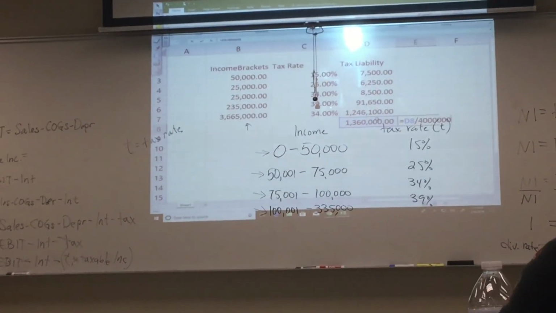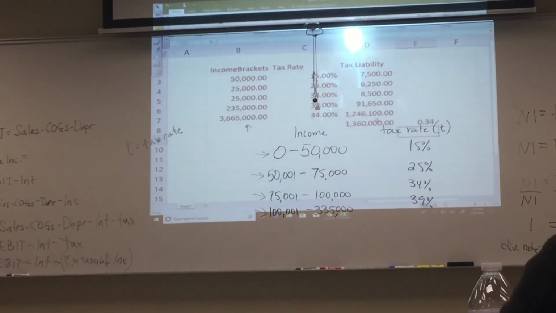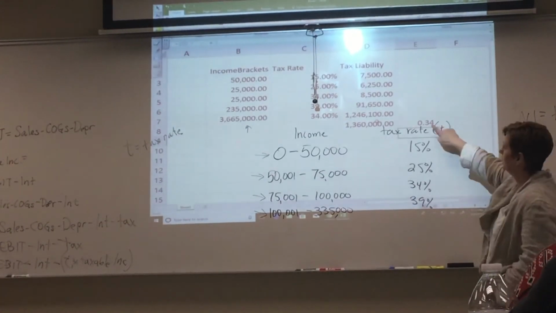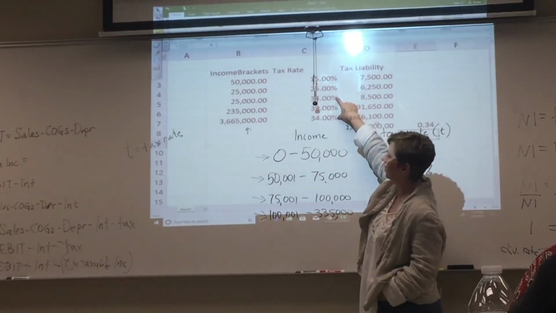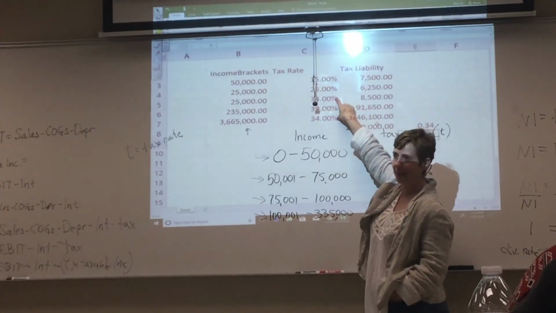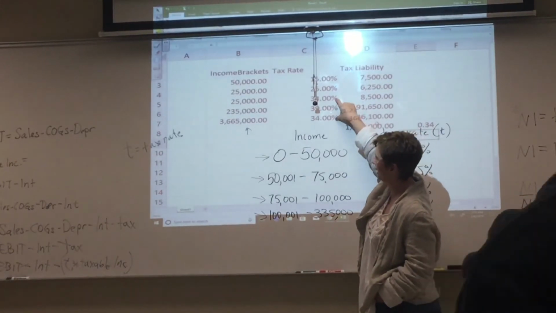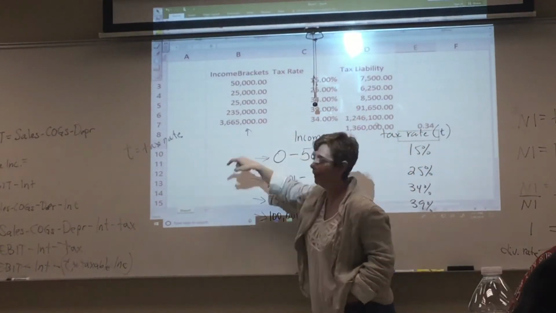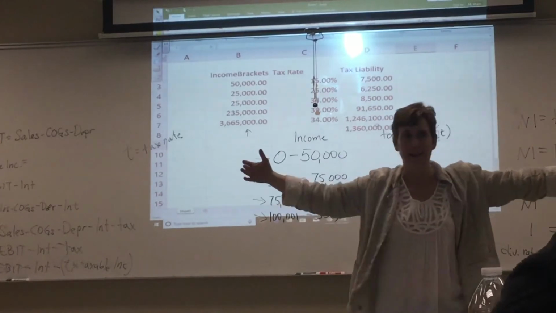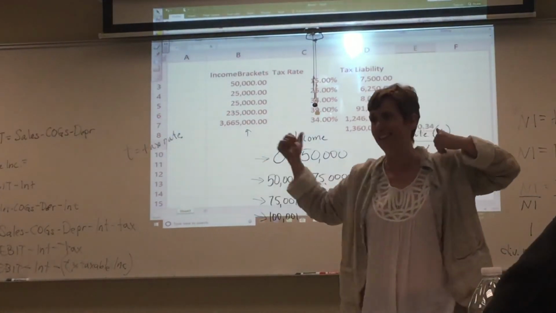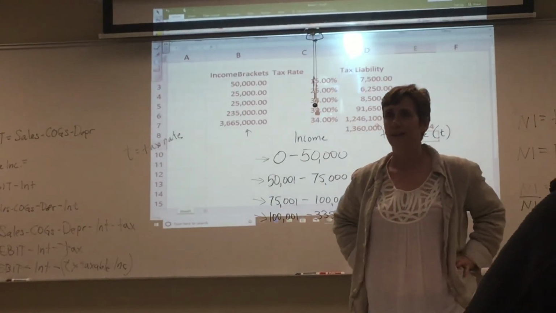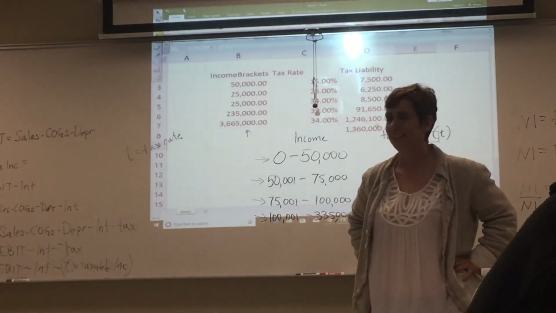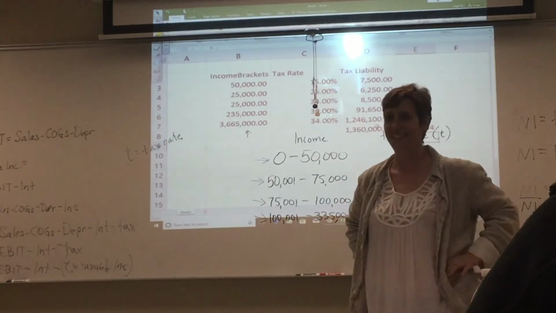Make sense to everyone? 34%. What's driving my average tax rate is the fact that 2 of those brackets are being taxed at 34%. And one of them is really big. That's what's driving this result. Does that make sense to everybody? It's a big weight.